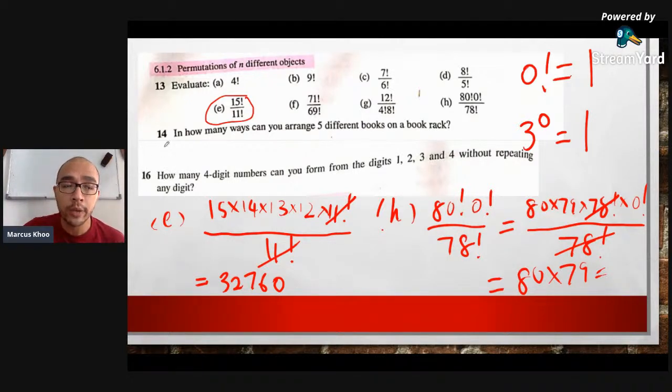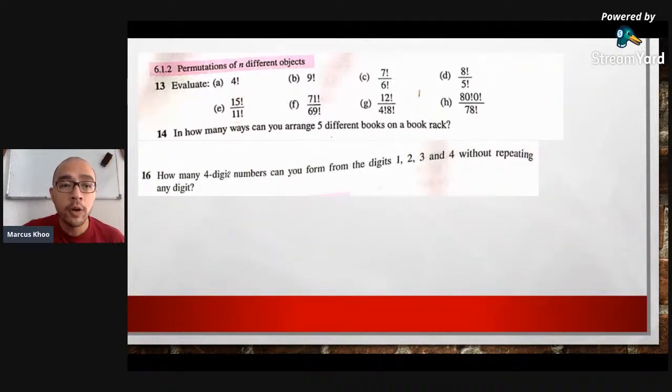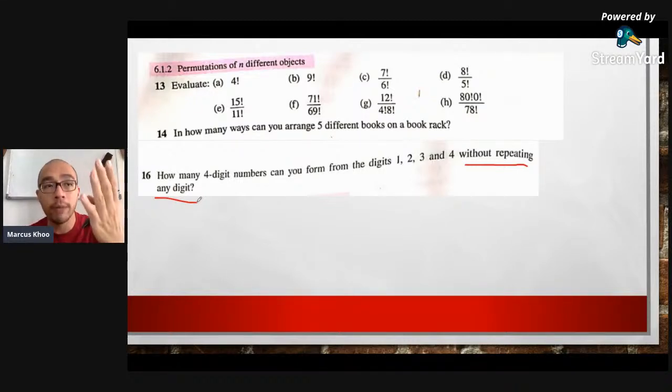Let's take a look at question number 16. How many 4-digit numbers can you form from the digits 1, 2, 3, and 4 without repeating any digit? Now, this is a very important statement. If we can repeat, then we are in a lot of trouble. Since we cannot repeat, it means every number you can only choose once. So think about it. How many numbers do you have?